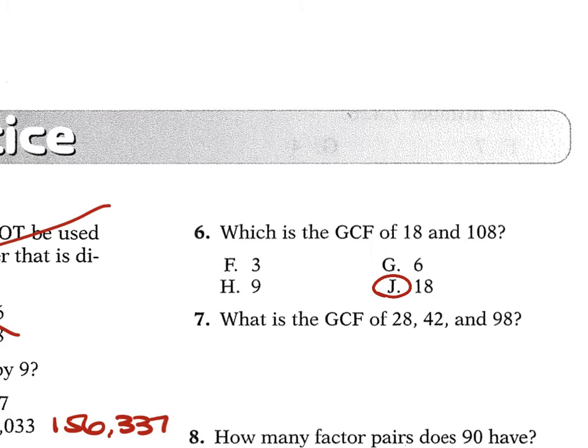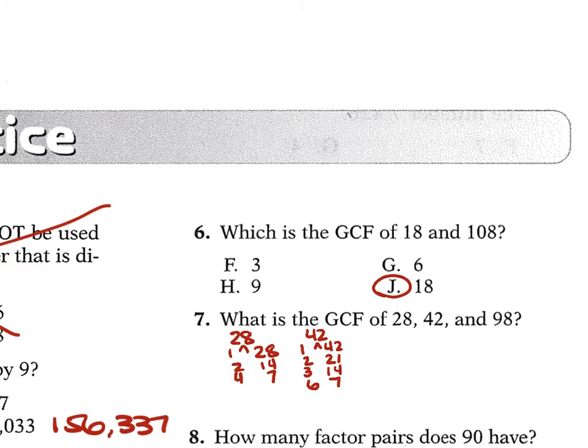For 7, it asks what the greatest common factor of 28, 42, and 98 is. So I'm going to start with the 28. 28 is 1 and 28, 2 and 14. 3, it does not go into it evenly. 4 goes into it 7 times. And that is it. So try 42. 1 and 42, 2 and 21, 3 and 14. 4 does not go into it evenly. 5 does not go into it evenly. 6 goes in 7 times. Right now, our highest number that's the same is 14.